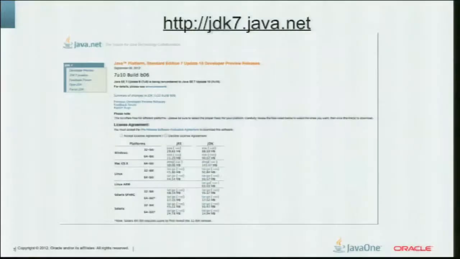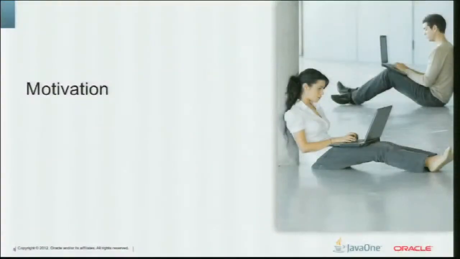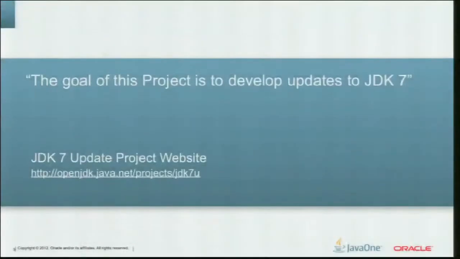That's good. All right. So this is where you can find the early access developer preview builds. Right. So why are we doing this stuff? So why is all this stuff out there in OpenJDK so you can download it and build it yourself and play with it and all that? Well, if you look at the OpenJDK 7 updates project's website, and like any other OpenJDK project, it has a website, there is a single sentence description of what this project is about. The goal is to develop updates to JDK 7.